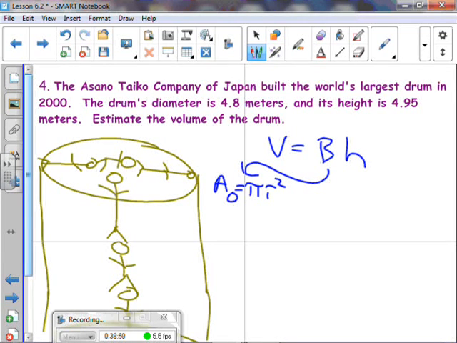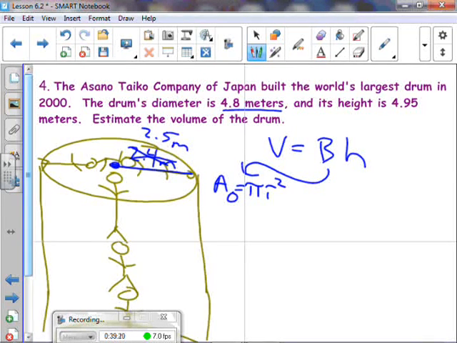Now, the radius here is what we need to worry about, but we're not given the radius. We're given that the diameter is 4.8 meters. Now half of that is 2.4 meters, but I'm just going to say 2.5, okay? Because working with halves is a little bit easier. I'm going to say that's about 2.5 meters.